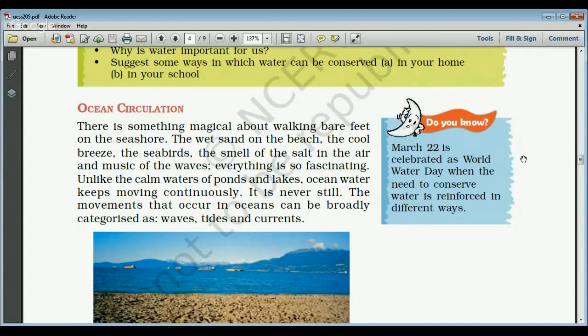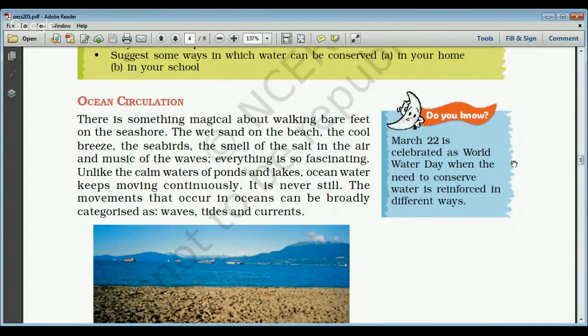And March 22 is actually celebrated as World Water Day, and on that day we focus on conserving the water, and we define various ways also.